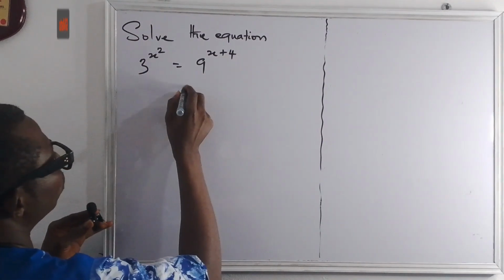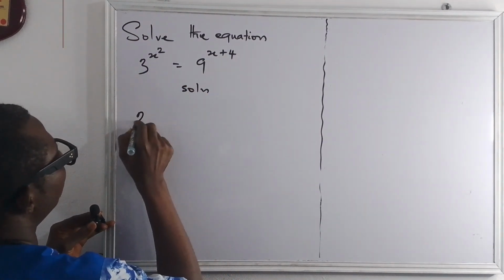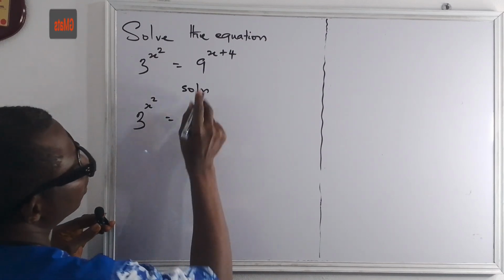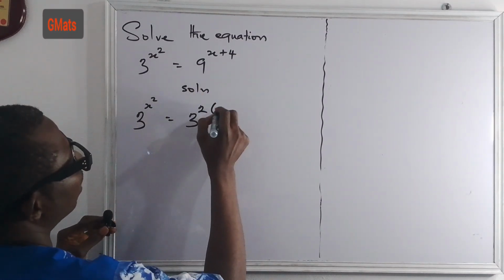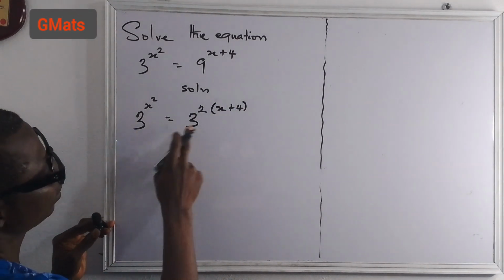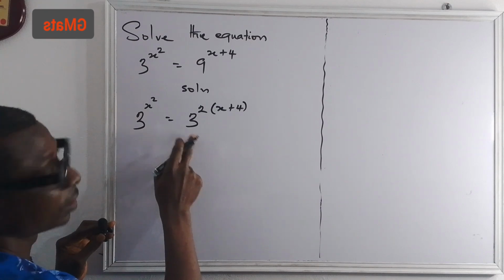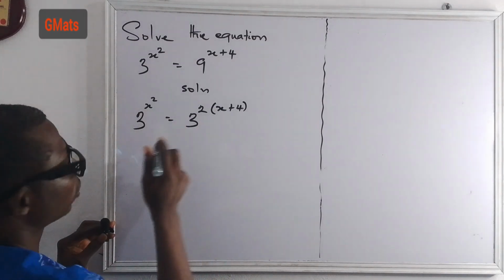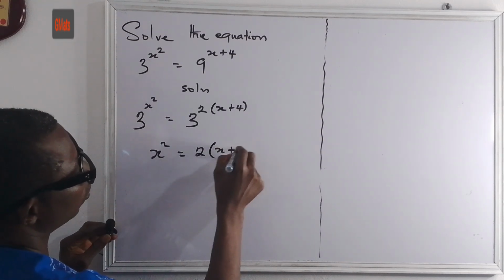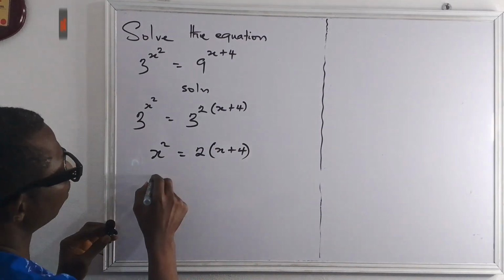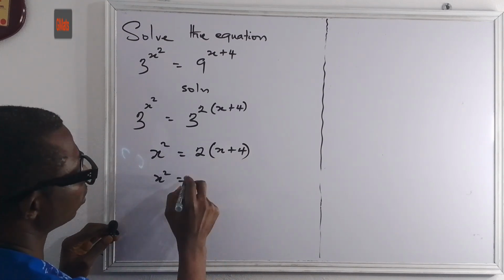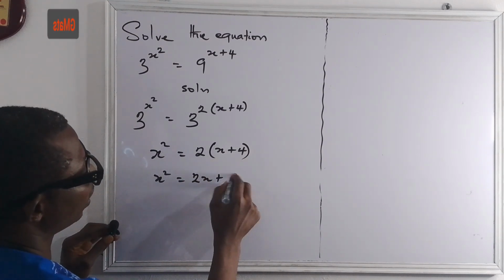So this turns to 3 raised to the power of x squared equals 3 raised to the power of 2, which is the same thing as 9, times x plus 4. Now here, since we have equal base, then you can equate the powers. So you have x squared equals 2 times x plus 4, right? So we have x squared equals, now let's open the bracket, 2 times x, we have 2x plus 8.